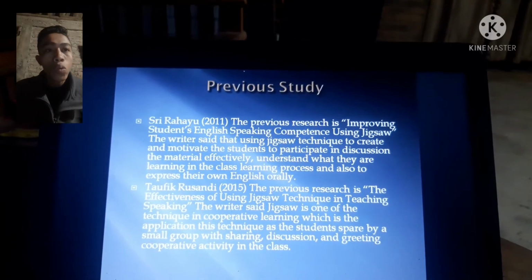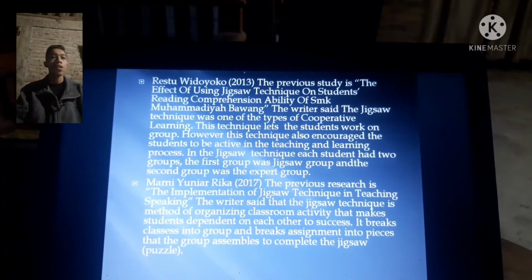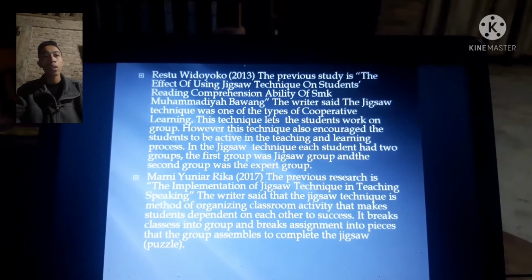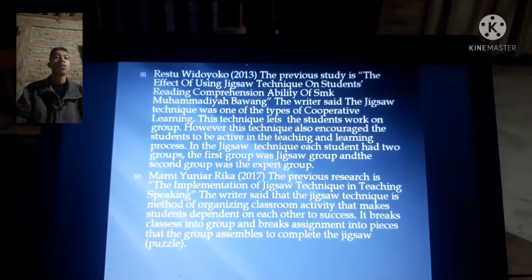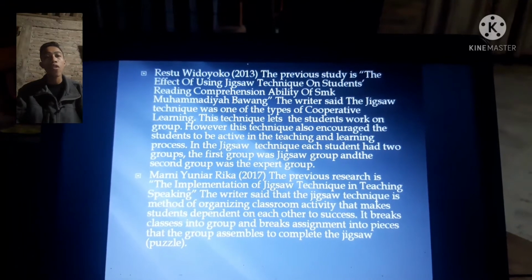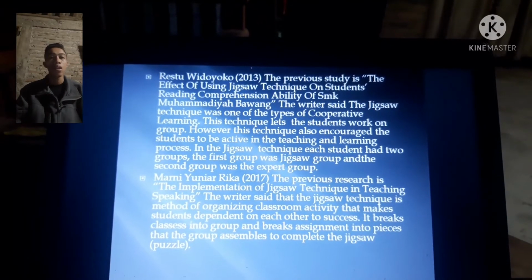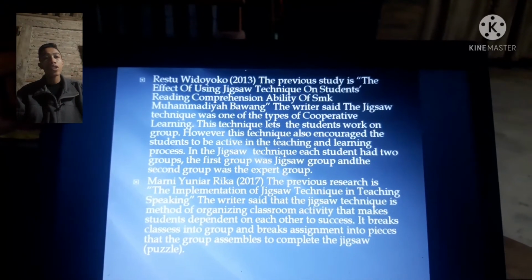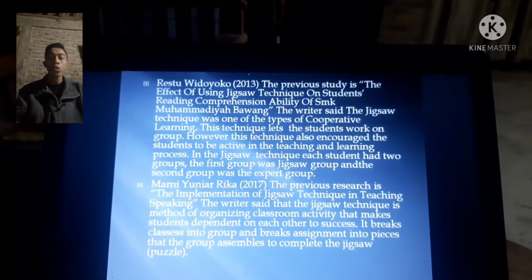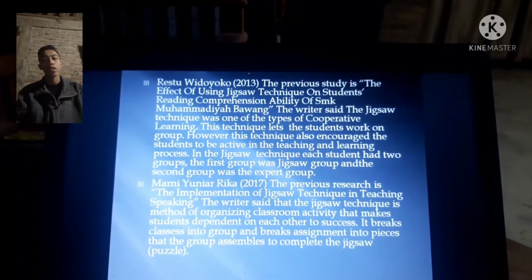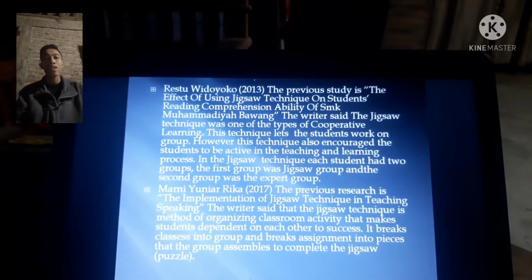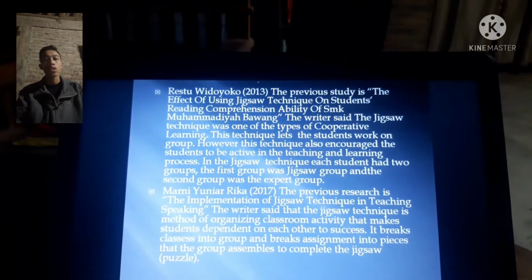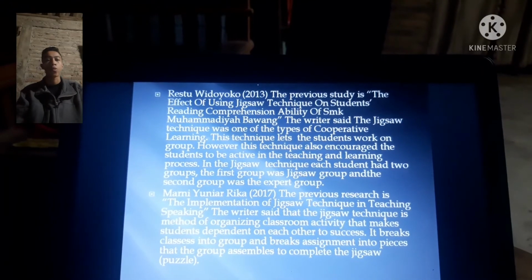And then by Restu Widoyoko, the previous study is the effect of using the jigsaw technique on student reading comprehension ability of SMK Muhammadiyah Bawang. The researcher said that the jigsaw technique was one of the types of cooperative learning. This technique lets the students work in groups. However, this technique also encourages the students to be active in the learning process. In the jigsaw technique, a student has two groups. The first group was the jigsaw group, and the second group was the expert group.